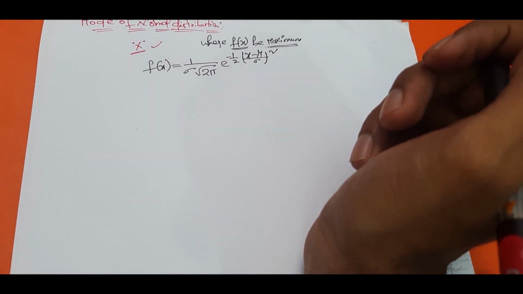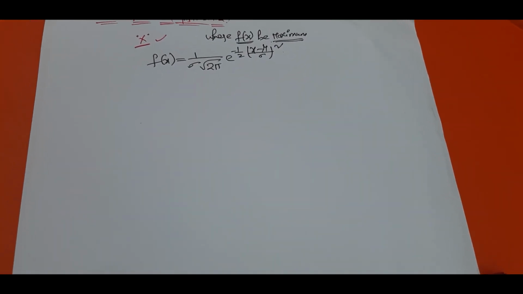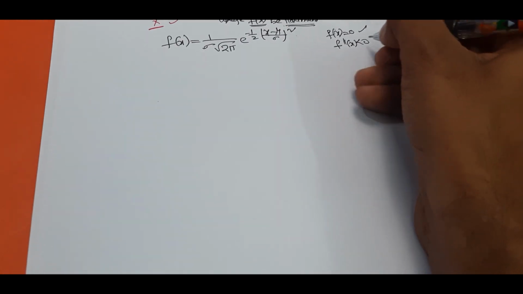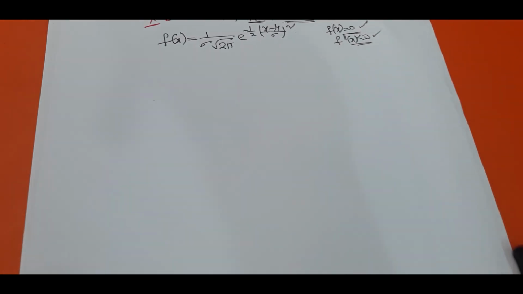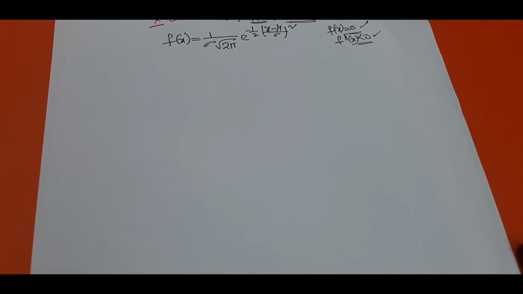Okay, so if you want to find the mode of the normal distribution, we will get two conditions. The first condition is f dash of x equal to 0 and f double dash of x less than 0. For these two cases we will get different sorts of results, and that result is very important.